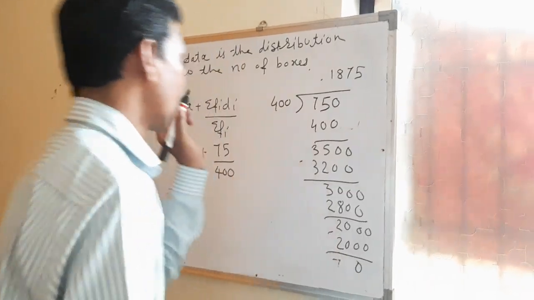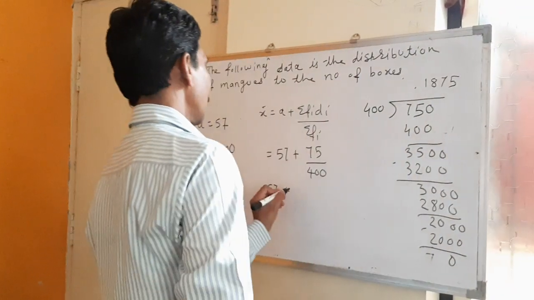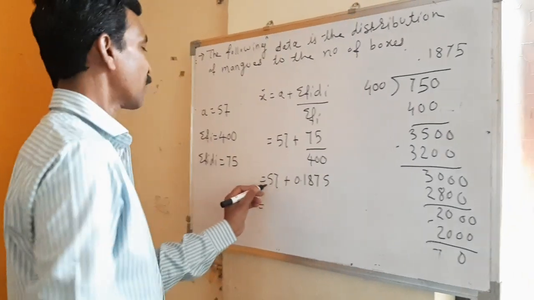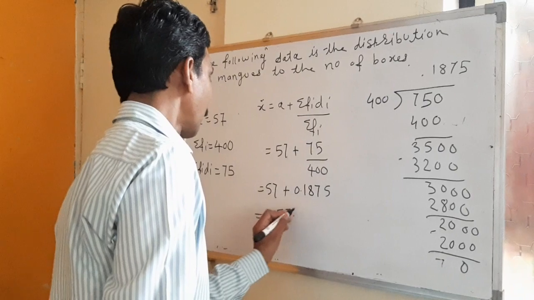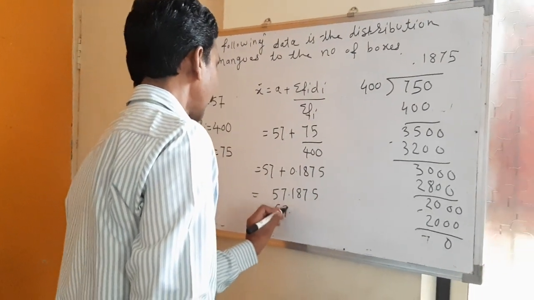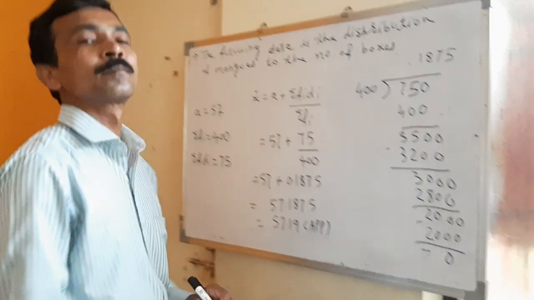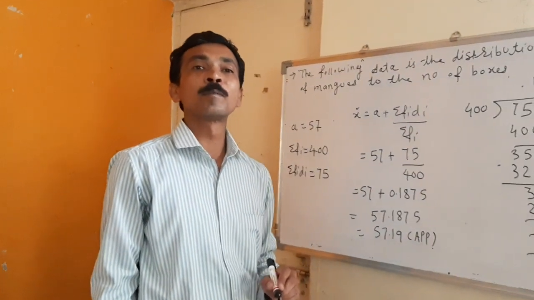Now the answer of 75 by 400 is 0.1875. So addition of 57 plus 0.1875 is 57.1875, which is equal to 57.19 approximately. This is the way to find mean using assumed mean method.